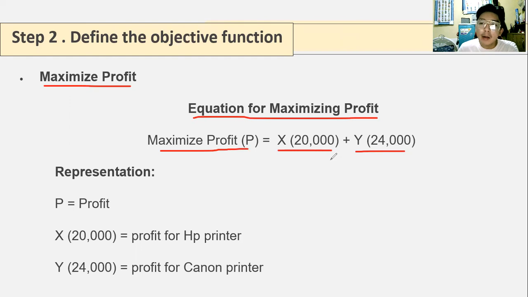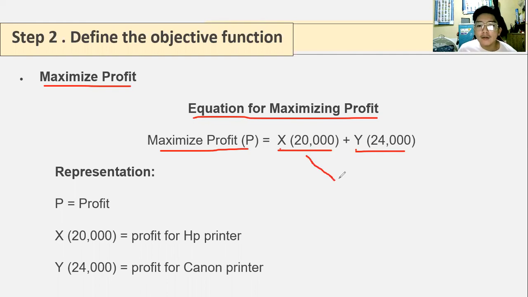You're probably thinking, where do I get these values? Let me explain it to you. P simply represents the profit. P is for profit, okay? And then X, as I stated earlier, is for HP printer and Y is for Canon printer. And these values: 20,000 is the profit that we're going to get for selling the HP printer, and 24,000 is the profit that we're going to get for selling the Canon printer.